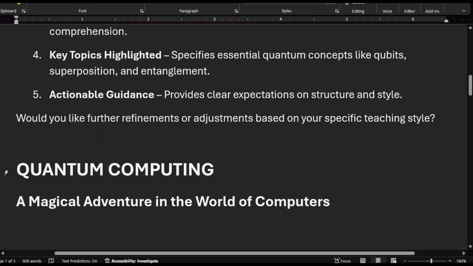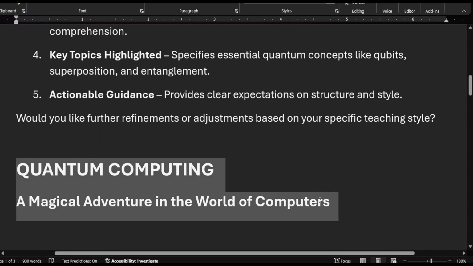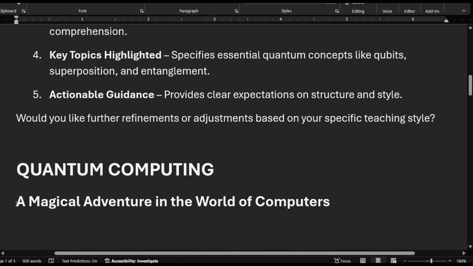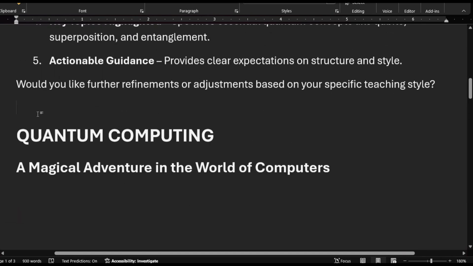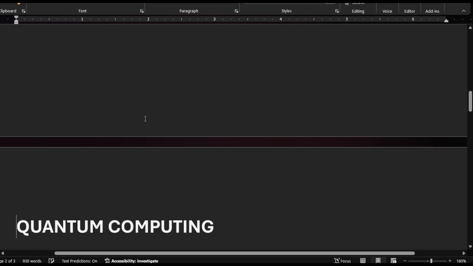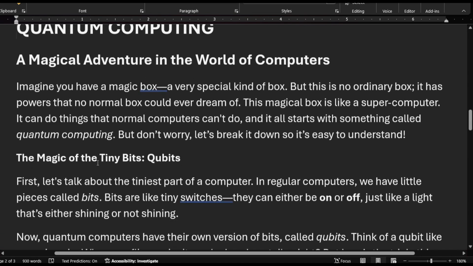So it gave us, look at it, a very clear topic, and also gave us a tagline along with it: quantum computing, a magical adventure into the world of computers. Then let me drop it down so that we won't have to module it together. You can see it started.